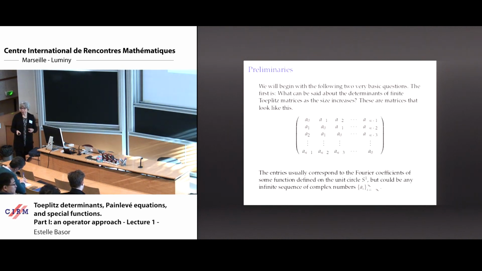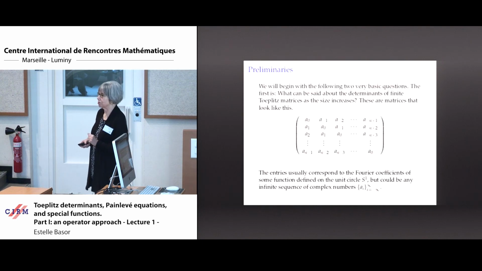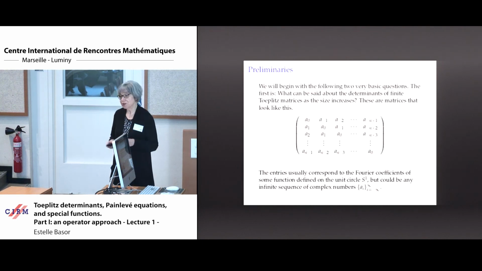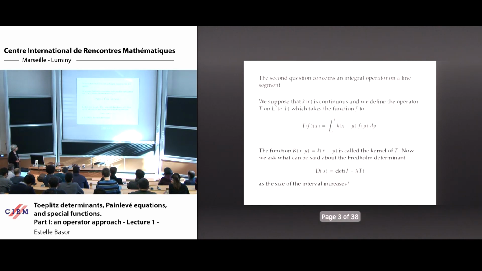So you have a function, you take the Fourier coefficients, you generate these, and the question is, if you take the determinant, what happens as the size of the matrix gets large, so as n goes to infinity. Such matrices occur a lot in mathematical physics. Originally, one of the original motivations was the two-dimensional Ising model and computing correlations there, but they arise in random matrix theory and in other places. And I hope we'll see some of that as time goes on.